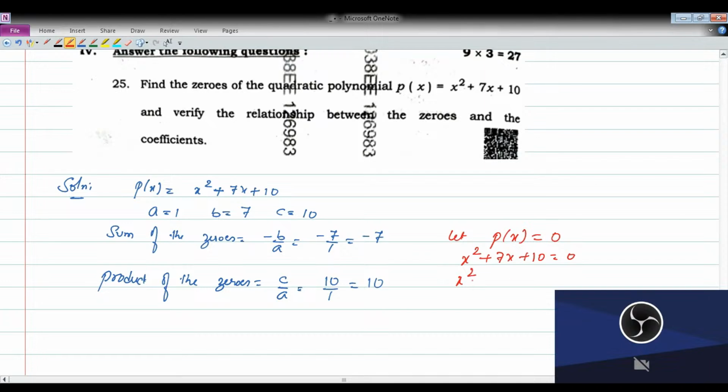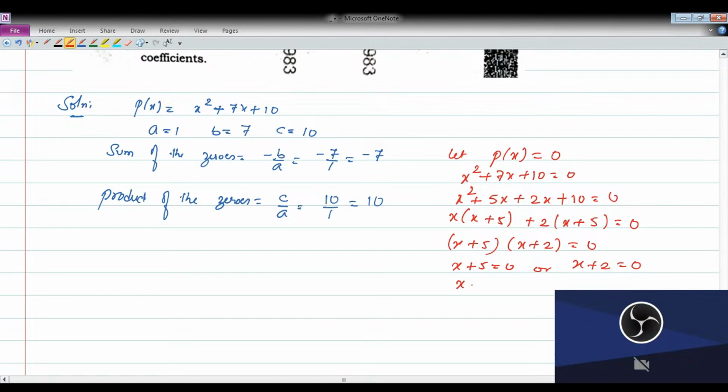Now for x square, what are the factors? A very simple question from the textbook itself. So 5x and 2x are the factors, so we'll get x square plus 5x plus 2x plus 10 equal to 0. Now if we take x as a common factor, we'll get x into x plus 5, plus 2 as a common factor, we'll get 2 into x plus 5, equal to 0. Now if you take x plus 5 outside, we'll get x plus 2 equal to 0. So this implies either x plus 5 equal to 0 or x plus 2 equal to 0. Now this gives x is equal to minus 5 or x is equal to minus 2.